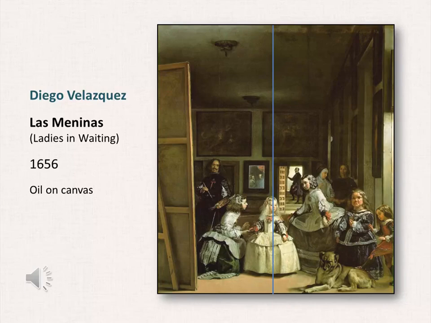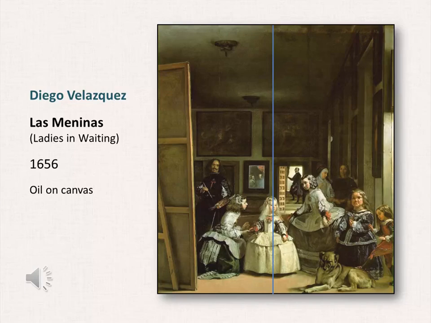Velázquez the artist is on the left-hand side of the painting, standing at an easel. The red cross on his chest signifies that he was a member of the Order of Santiago, which is the same as a knighthood in the UK.